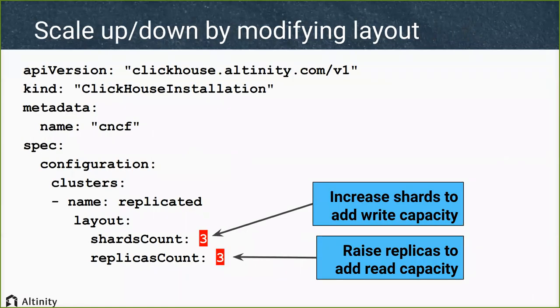And then finally, one of the nice things is in addition to making configuration changes and adding and subtracting users, we can quickly scale up and scale down by modifying the layout. So for example, if I wanted to take that previous layout, which had X number of shards, Y number of replicas, and now make it three shards and three replicas, all I have to do is change these numbers, reapply the file, and the operator, when it receives it, will figure out the difference and take appropriate steps to increase the scope of the resources that are allocated to the data warehouse.